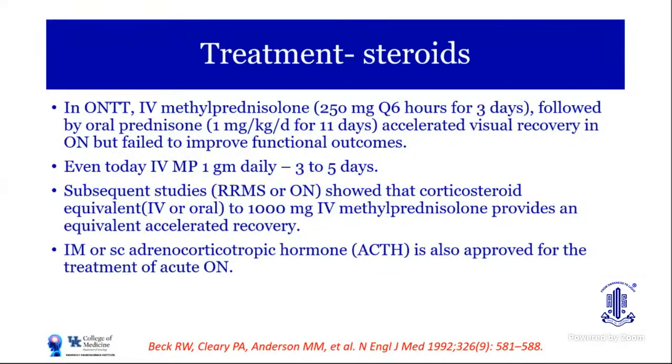So how do we treat? The ONTT taught us that IV methylprednisolone for 3 days followed by oral prednisone for 11 days accelerated visual recovery in optic neuritis but failed to improve final visual outcomes. Even today, we treat optic neuritis with IV methylprednisolone, but we give a gram daily for 3 to 5 days. And then subsequent study shows that a corticosteroid equivalent of 1000 milligrams IV methylprednisolone can also give accelerated recovery. In fact, they've even used intramuscular or subcutaneous ACTH.